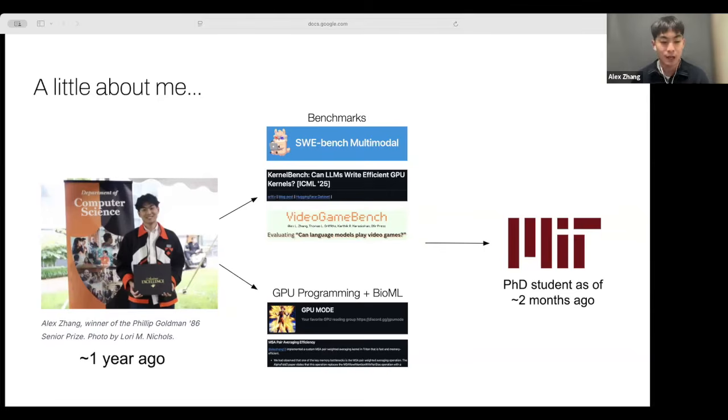The thing that I'm getting at here is that one of the common strategies that I've seen in the past year is some form of scaling reasoning, or scaling iterations, or debugger loops, or things like this. And this is a motivating thing for what I wanted to do at the start of my PhD, which I started at MIT 2 months ago.